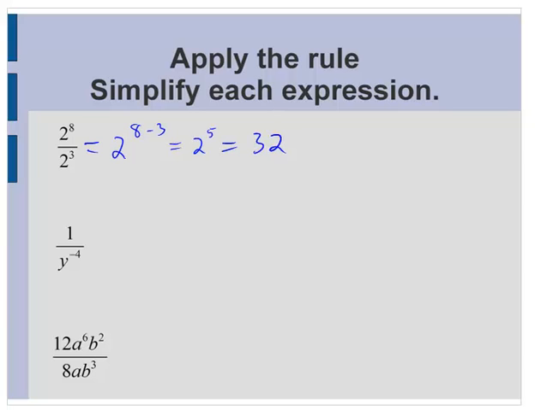1 over y to the negative 4th. Now, I'm going to go about this the long way this time. We would have 1 over, now, y to the negative 4th is itself the reciprocal of y to the 4th. So now we have 1 divided by 1 over y to the 4th. So I'm going to write it like that. 1 divided by 1 over y to the 4th. Division is multiplication by the reciprocal. And so we would have y to the 4th.